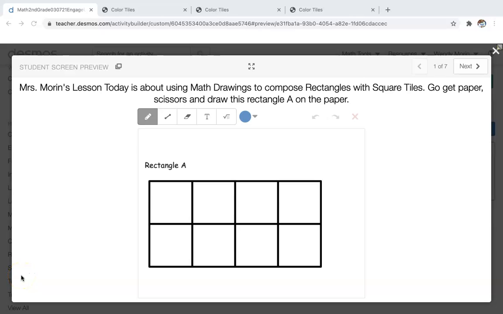Hi, it's Mrs. Morin, and my lesson today is about using math drawings to compose rectangles with square tiles. So what I need you to do is to go get some paper and scissors, and you're going to draw this rectangle A on the paper, and you can pause the video until you've done that, and then join me again.